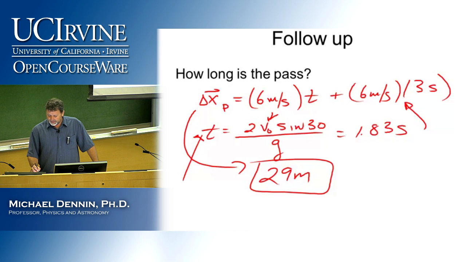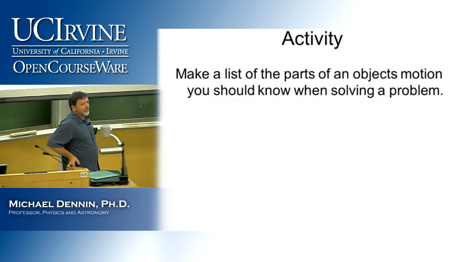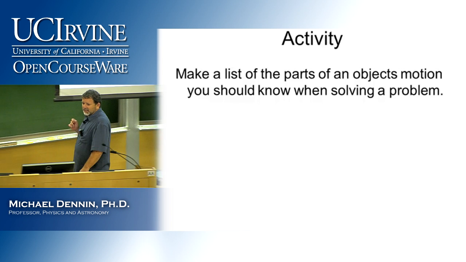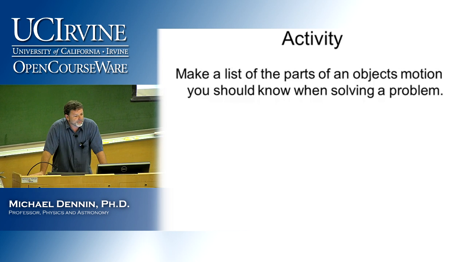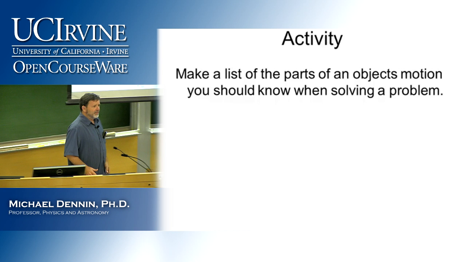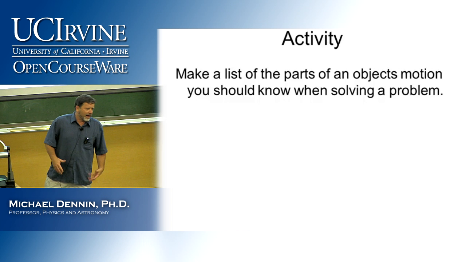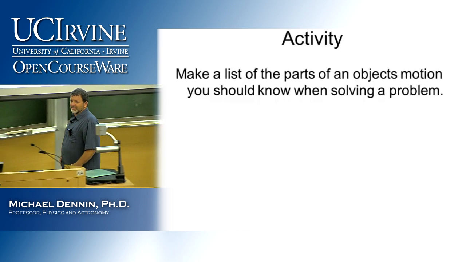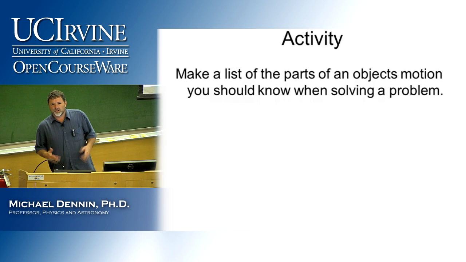Now, we have a very important activity. Okay? In preparation for the exam next week, what I would like you to do is make a list for yourself of all the parts of an object's motion that you would like to know when solving a problem. Aspects of an object's motion. So like not its color. You know, not whether it's a ball or a car or a boat or a plane. What things about its motion are useful in solving a problem that's about motion, that is about things being somewhere at a certain time.